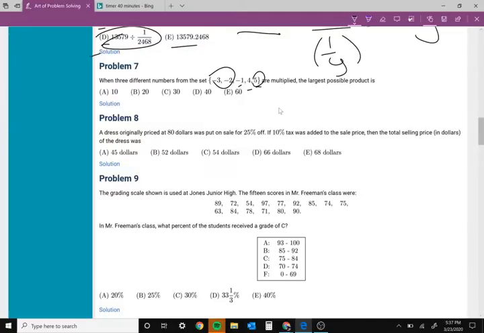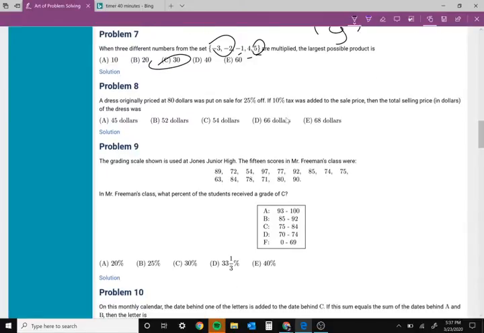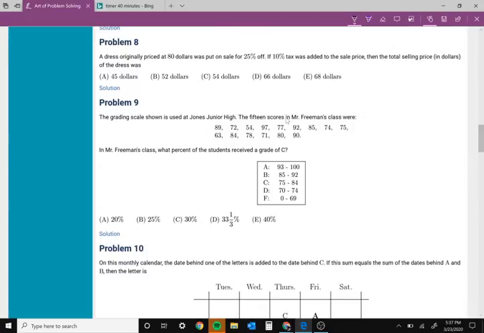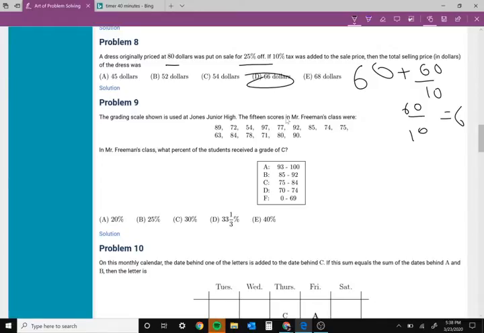So -3 times -2 is 6, times 5 is 30. The dress was originally priced at $80, was put on sale for 25% off. If 10% tax was added to the sale price, then the total selling price of the dress was, well, let's do this. $80, 25% off. 1/4 of 80 is 20. So we subtract 20 from 80, then we're at $60 plus 60 over 10. 60 over 10 is 6. 60 plus 6 is 66.